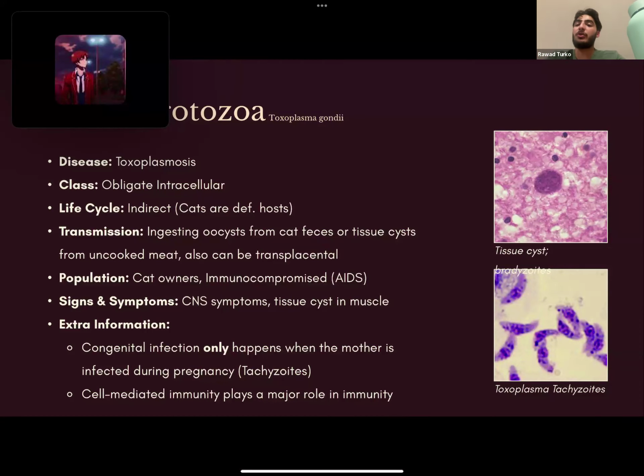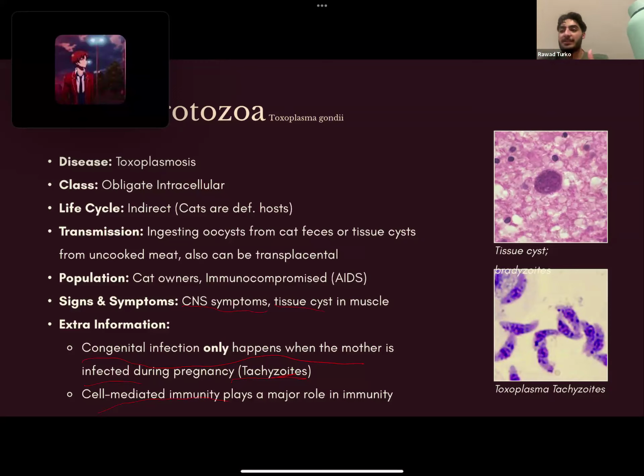So some extra information. Congenital infection only happens when the mother is infected during the pregnancy from the tachyzoites. We'll get into the life cycle soon. And the cell-mediated immunity plays a major role in defense against this parasite. So what are the symptoms? You have CNS symptoms, because the tissue cysts can also be in the brain. And the tissue cysts can also be in muscle. So you might also get muscular symptoms. So how does this happen?